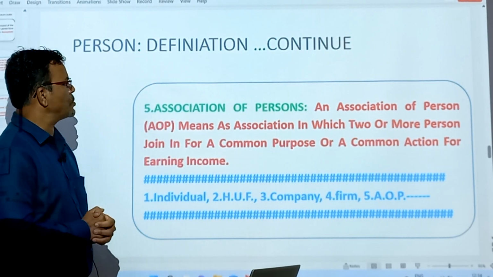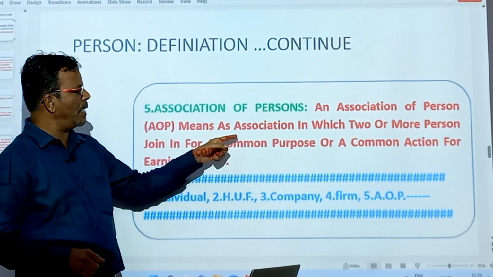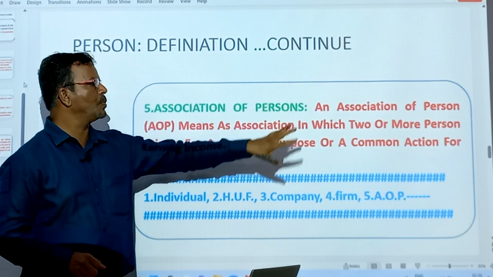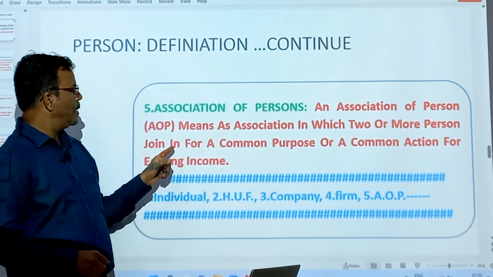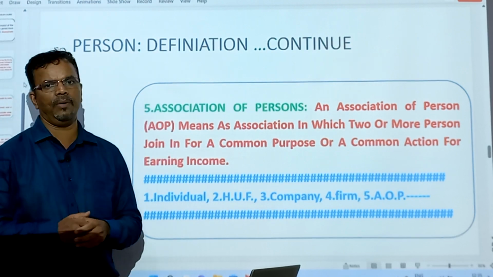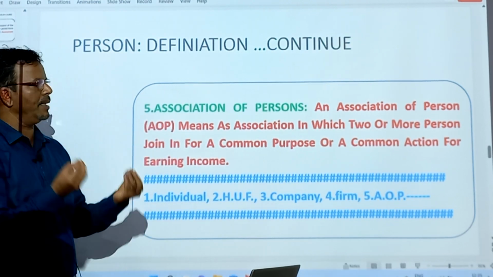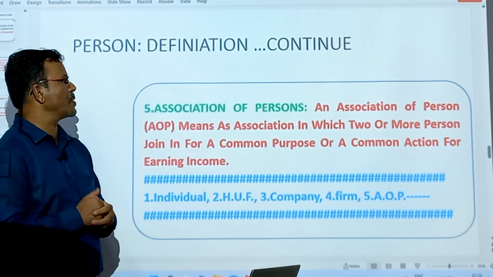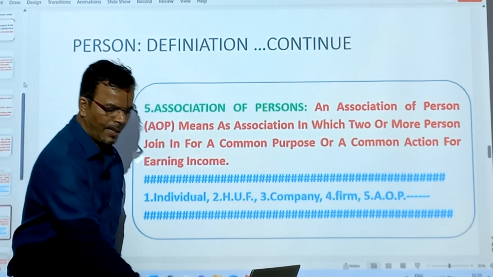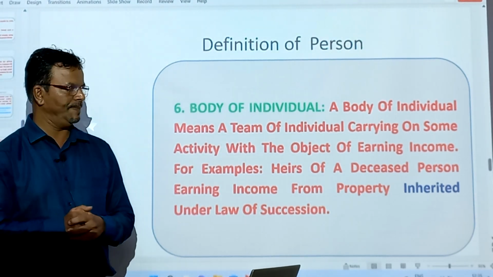After that, AOP, that is called Association of Persons. An association of persons means an association in which two or more persons join for a common purpose or a common action for earning income, where two or more persons come together, start a business and earn income. That is known as an association of persons, called AOP. After that, body of individuals.